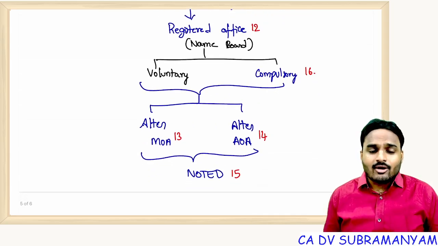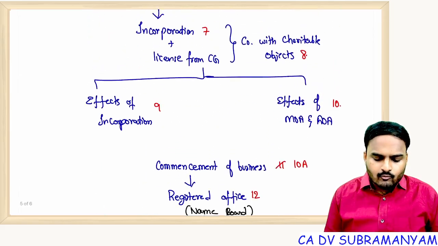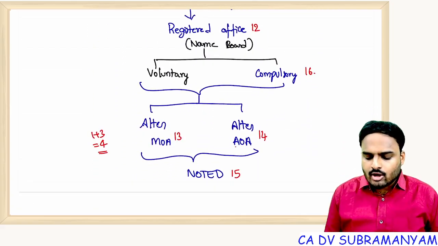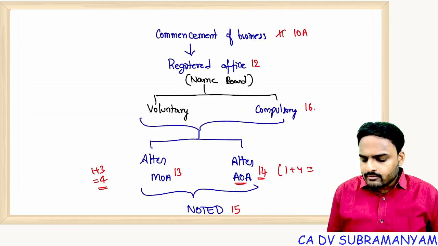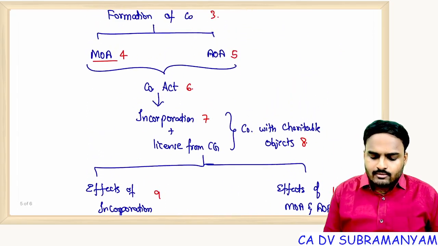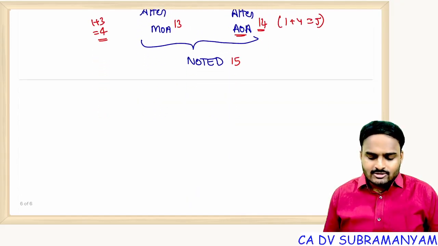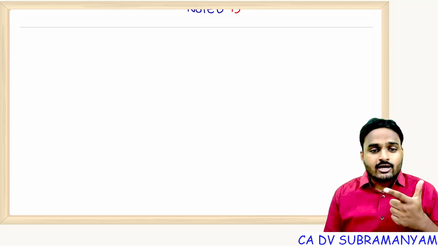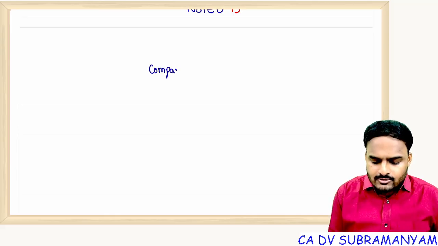Very easy to remember. Alter MOA, section 13, 1 plus 3 is equal to 4. What is 4? MOA. Section 4 is original MOA. Next one, alter AOA section 14, 1 plus 4, that is 5. What is section 5? Original AOA. Getting my point, everyone? So up to 16 sections completed. Next one is, you can see MOA, AOA, altered MOA, altered AOA. All these are company documents, correct? Yes, sir. So company documents.